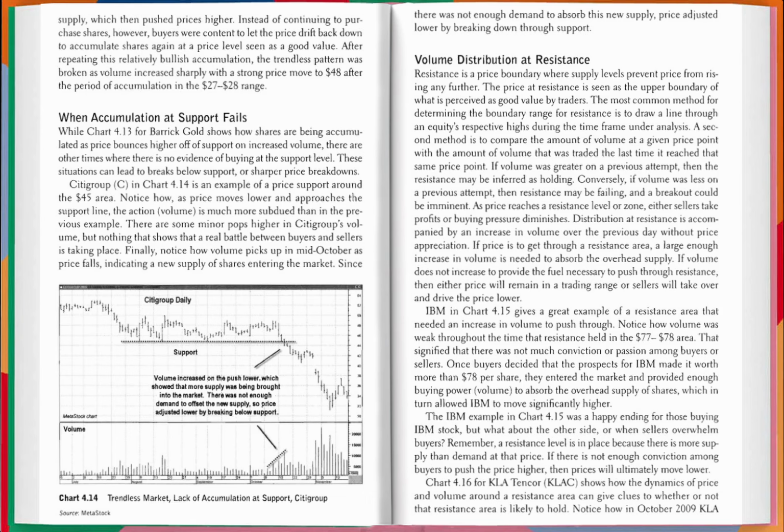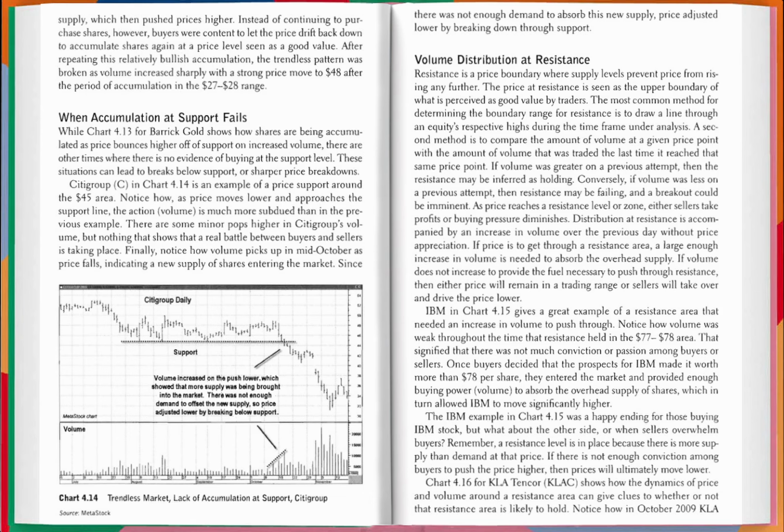After repeating this relatively bullish accumulation, the trendless pattern was broken as volume increased sharply with a strong price move to $48 after the period of accumulation in the $27–28 range. When accumulation at support fails: while chart 4.13 for Barrick Gold shows how shares are being accumulated as price bounces higher off of support on increased volume, there are other times where there is no evidence of buying at the support level. These situations can lead to breaks below support or sharper price breakdowns.